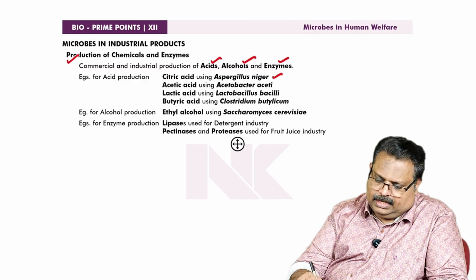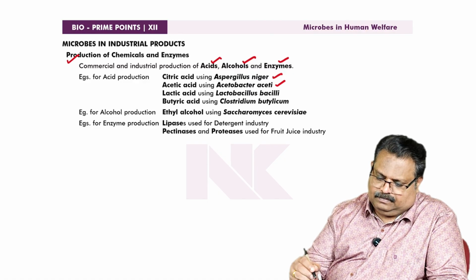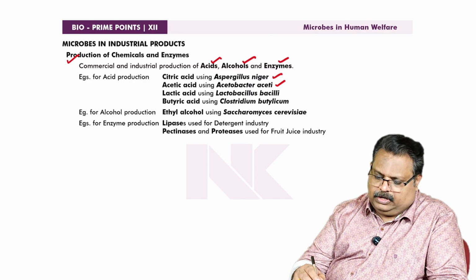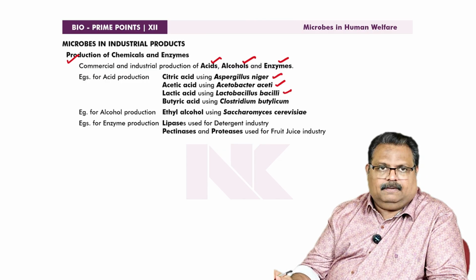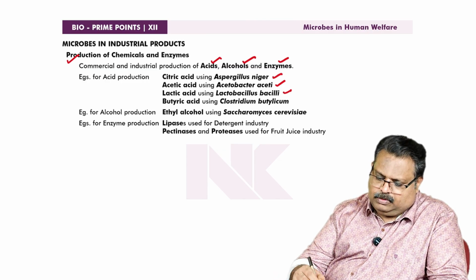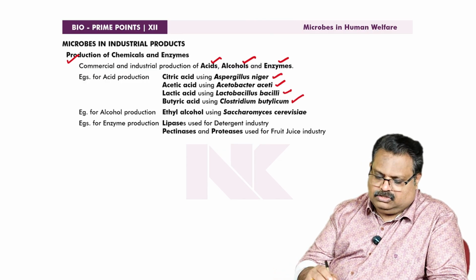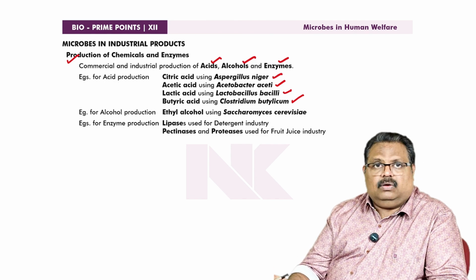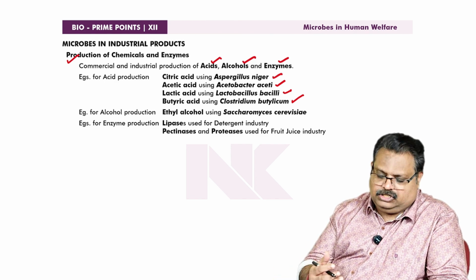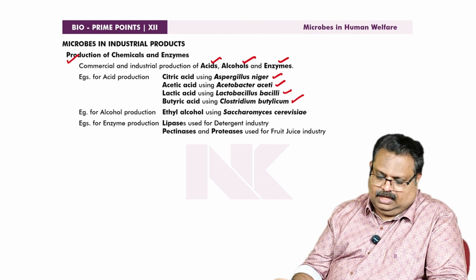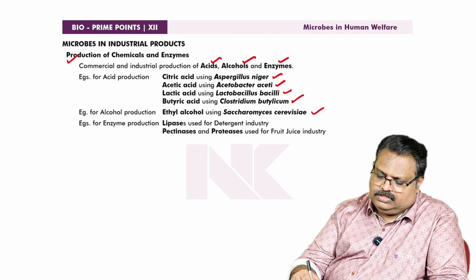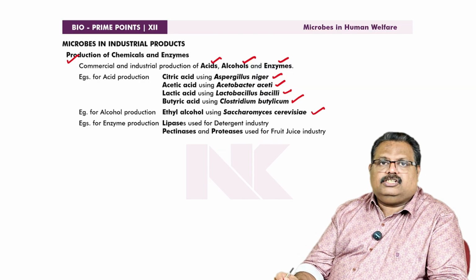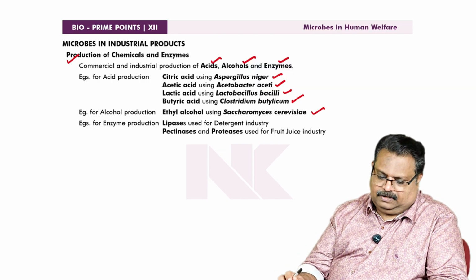Acetic acid is produced by Acetobacter aceti. Lactic acid is produced by Lactobacillus bacilli. Butyric acid is produced by Clostridium butylicum. So all these are the microbes which are used for the industrial production of these acids. Then as you know, the Saccharomyces cerevisiae, the yeast, is used for the production of ethyl alcohol by fermentation.